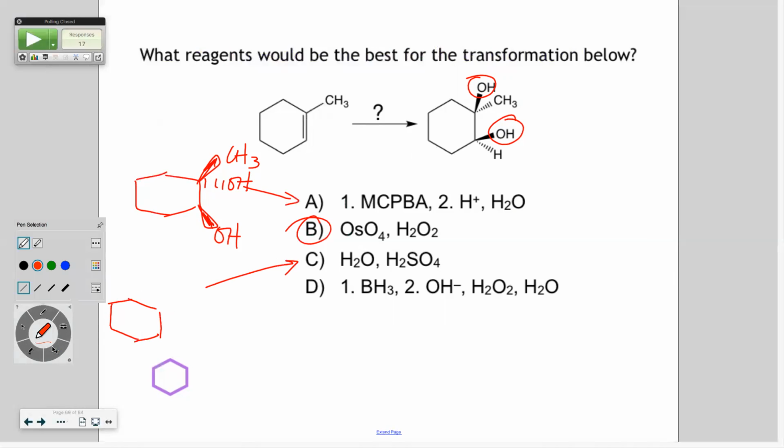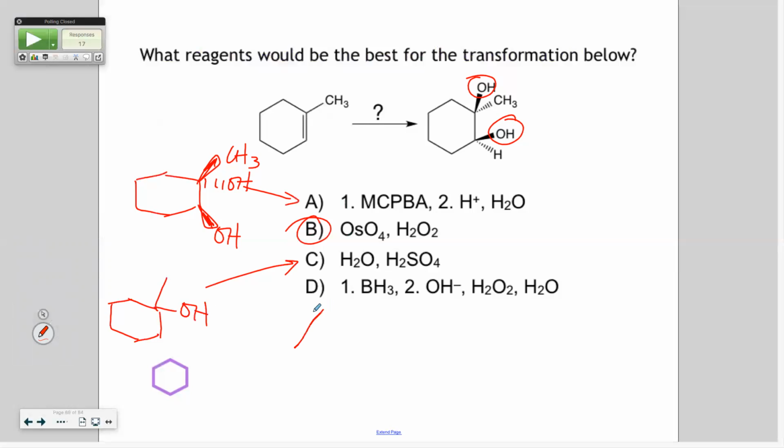Yeah. What does water and H2SO4 do? Adds an H and an OH, and how does it add? There is no syn or anti preference, because you have a carbocation, so it's flat. You get both. You get the OH on both sides. So you would get both enantiomers, even though this one doesn't have an enantiomer.